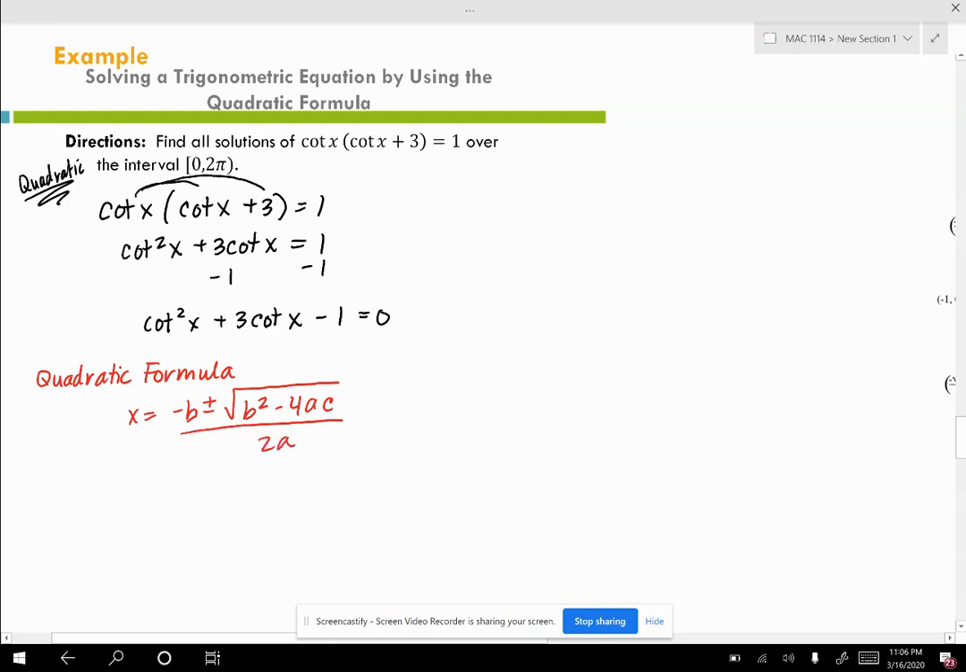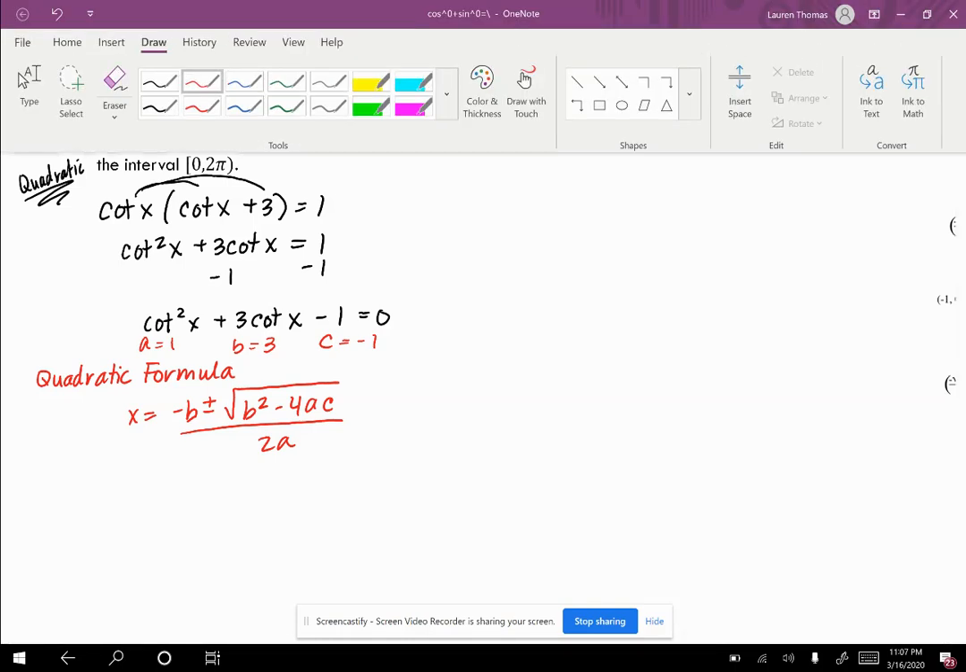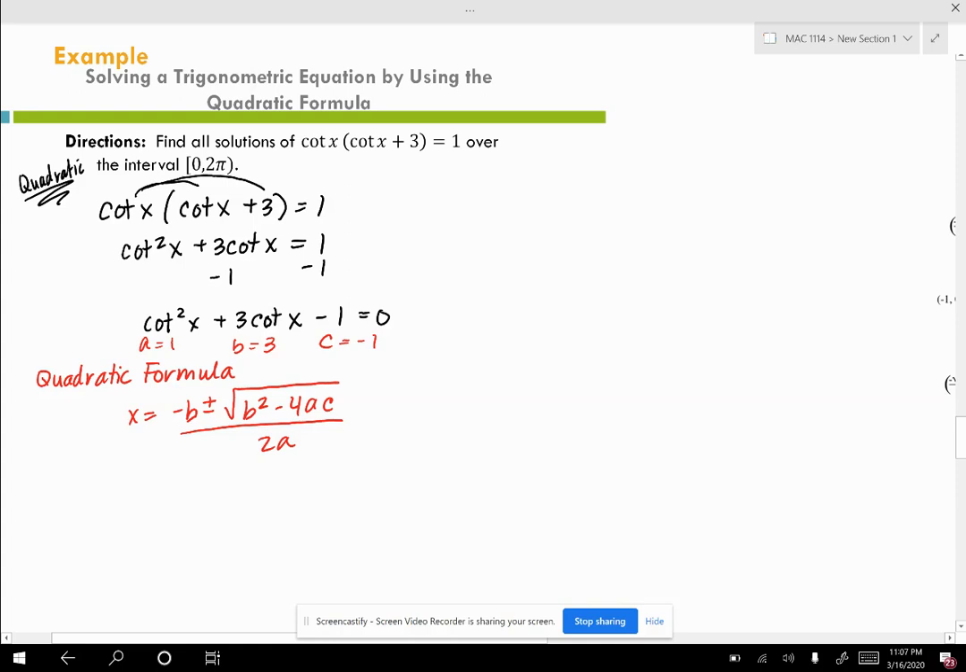Okay. So in order to use a quadratic formula, you just need to know what the coefficients are in your problem. Since my quadratic is already in standard form, I'm going to look at the coefficients and label them appropriately. So for me, a is equal to 1, b is equal to 3, and c is equal to negative 1. So I'm going to go ahead and take those coefficients and plug them into the quadratic formula.